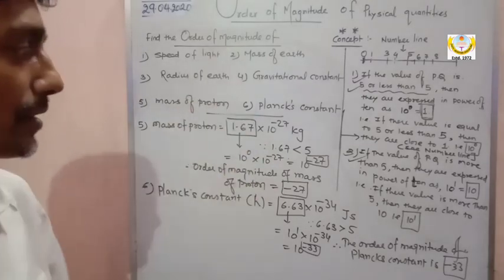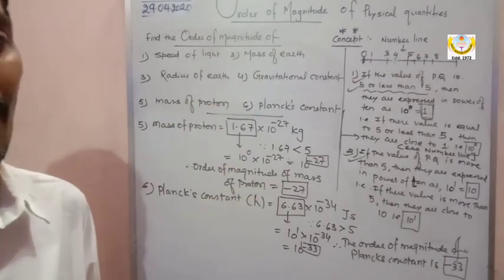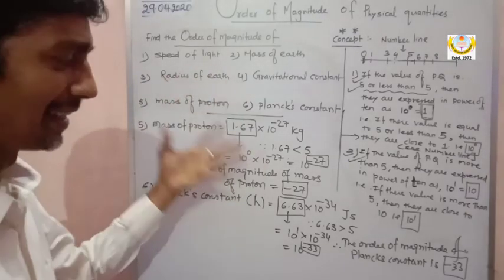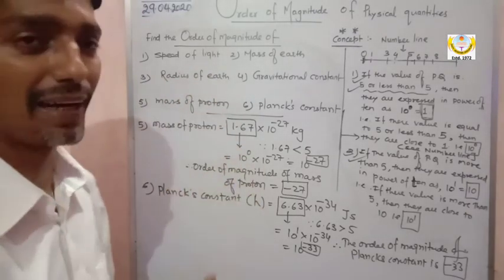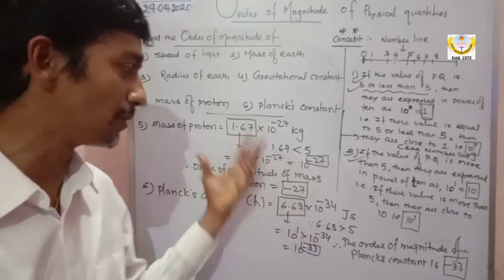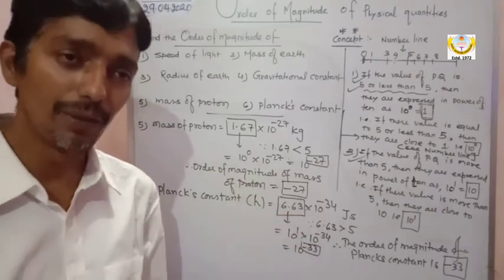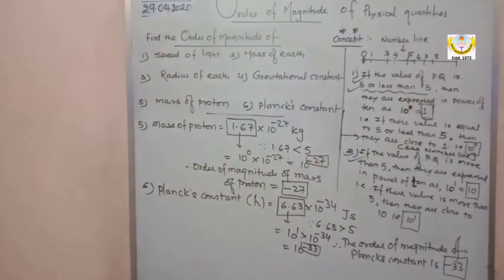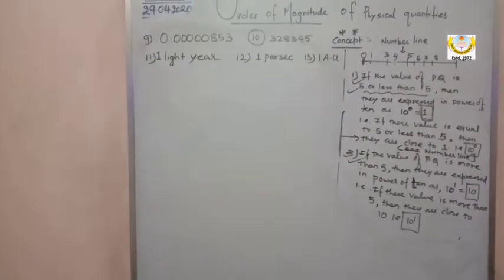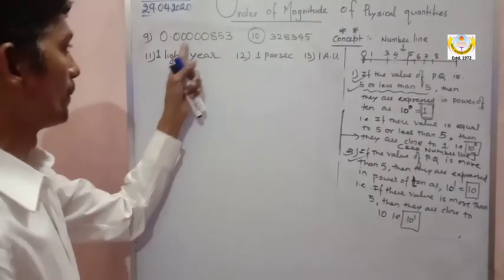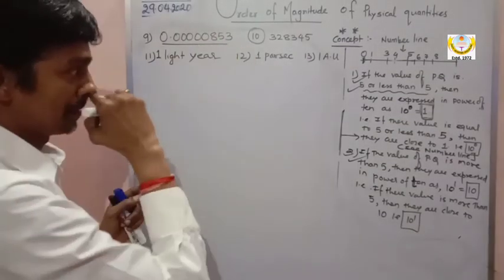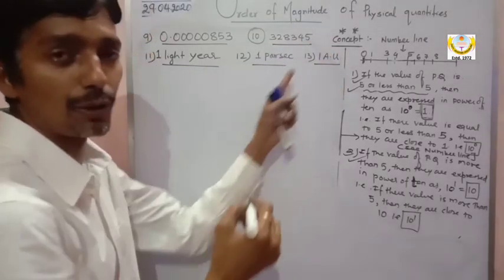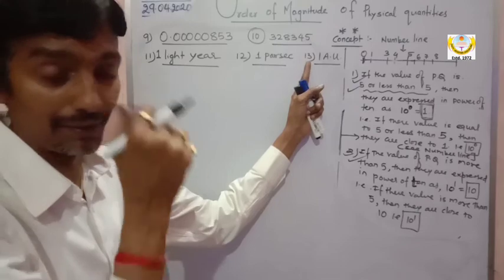So I hope you understood how to find the order of magnitude, my dear. There are many examples, my dear. This is what I have tried my level best to explain, how to calculate the order of magnitude. You can see many more examples also. Now look at some more order of magnitude. What will be the order of magnitude of this number, or 1 light year, or 1 parsec, 1 astronomical unit? What are the orders of magnitude of these things?